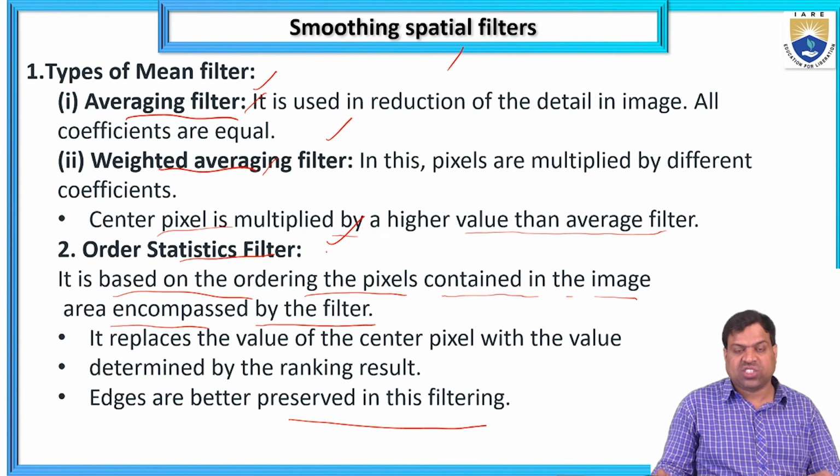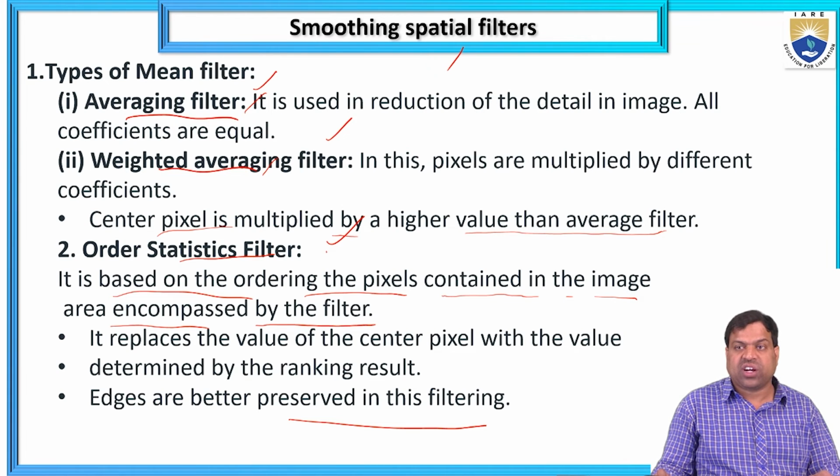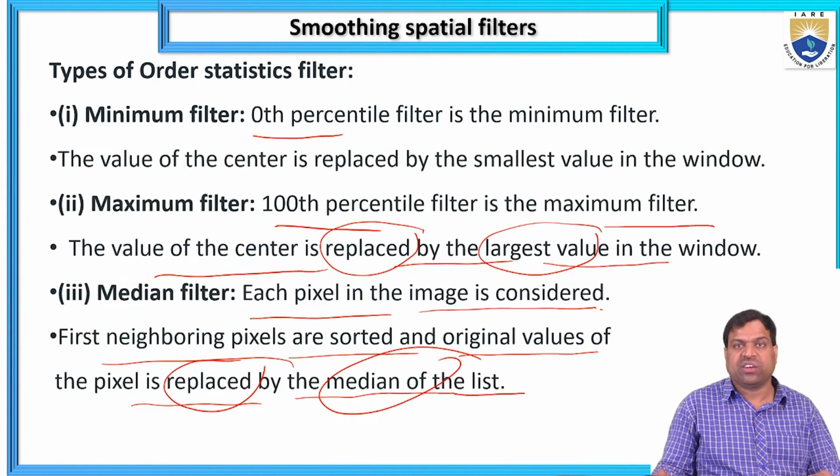order statistics filter. So it is the second type of filter in smoothing. So what is the order statistic filter? It is based on ordering the pixels contained in the image area covered by the filter. It replaces the value of the center pixel with the value determined by the ranking result. The edges are better preserved in this filtering. It is one type of smoothing filter.